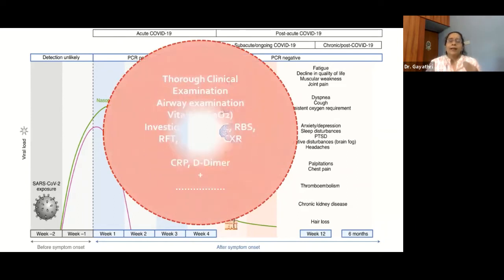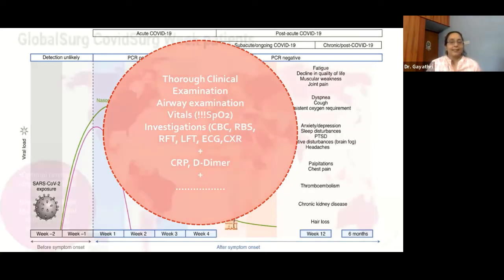Now, as anesthetists, whatever we do for a normal patient, we're supposed to do for COVID patients also, right? So we do a thorough clinical examination, we do an airway examination, we check the vitals, we check the investigations, which are: CBC, RBS, RFT, LFT, ECG, chest X-ray, CRP, D-dimer, and as we proceed, there will be a lot more which is needed depending on the case-to-case basis.